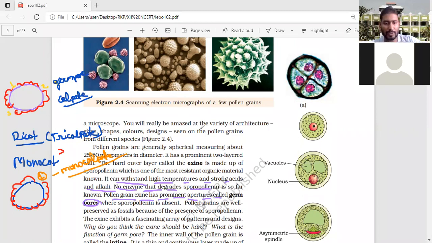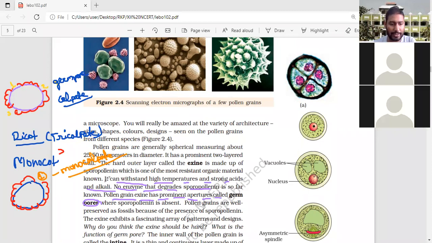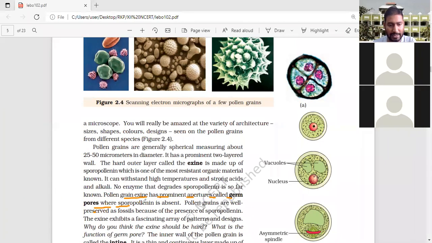Now look here. The pollen grain's exine has a prominent aperture called the germpore, where the sporopollenin is absent. There is no deposition of the exine, no deposition of the sporopollenin. Pollen grains are well preserved as fossils because of the presence of sporopollenin. I told you pollen grains can be preserved as fossils.